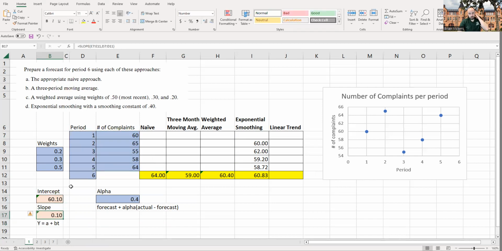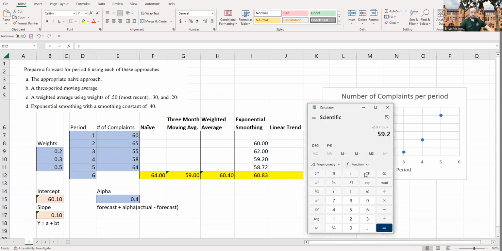Now I have my intercept and my slope, and based on this calculation, I can say if we started at 60.1, we're going to go up every period by 0.1. So 60.1 would be period 1's forecast, 60.2, 60.3, 60.4, 60.5, 60.6. We're going up by 0.1 every period. So the intercept is the alpha plus the slope times whatever time period it is. Period 6 would be 6 times 0.1. That's my b times t. And then I'm going to add to it the intercept, 60.1.